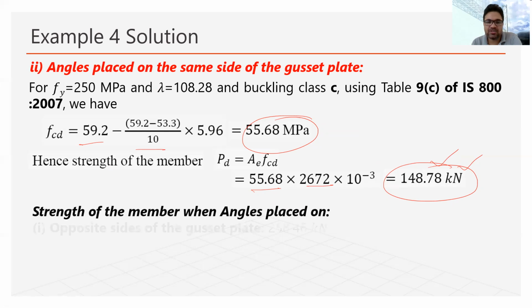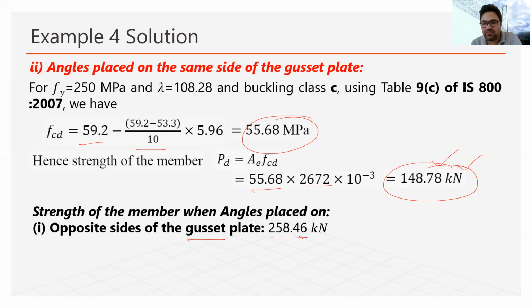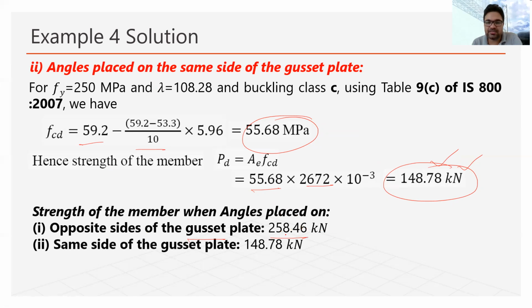When the angles are provided on opposite sides of the gusset plate, the strength was 258. When we provide them on the same side, the strength drastically reduced to 148.78. So with this, we can conclude that angles should be provided on opposite sides of the gusset plate or any section, so that we can utilize it more effectively. So that was the solution for this example 4.